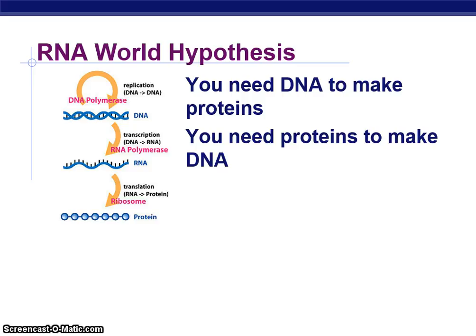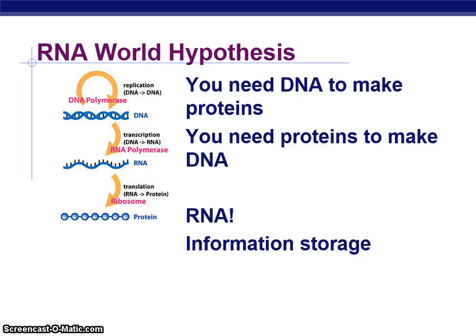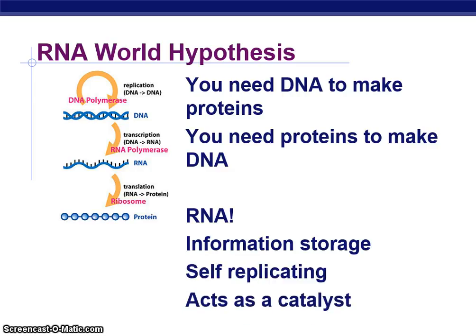But RNA actually can perform a lot of the same tasks that DNA and proteins perform. It can serve as information storage, it's self-replicating, and it can act like an enzyme. It acts like a catalyst. It forms those three-dimensional structures just like a protein. And so currently the belief is that RNA was the first genetic material. It was later replaced with DNA because DNA is more stable.